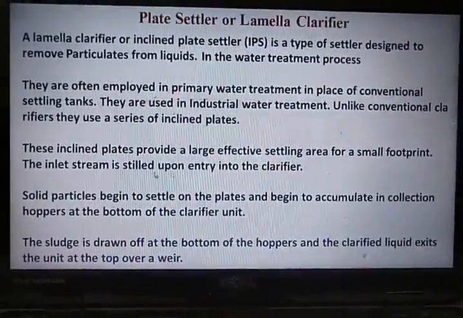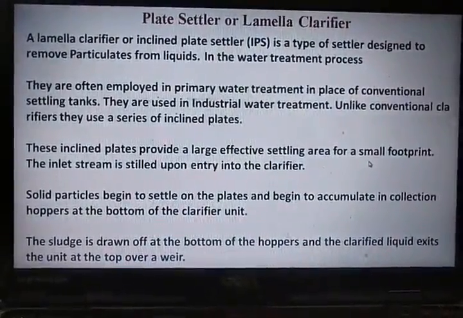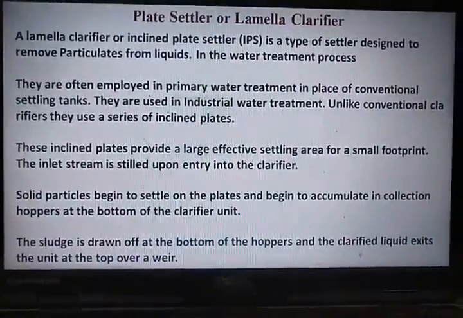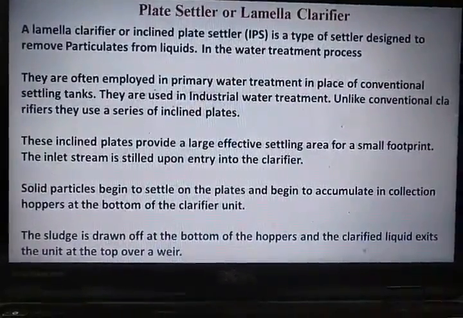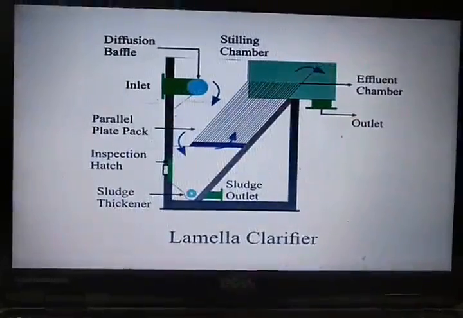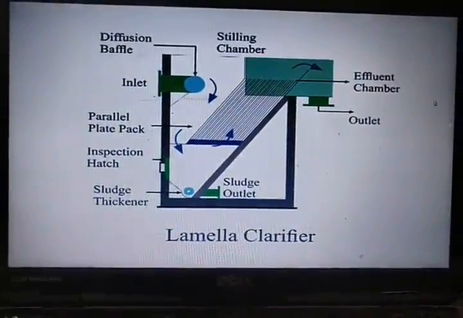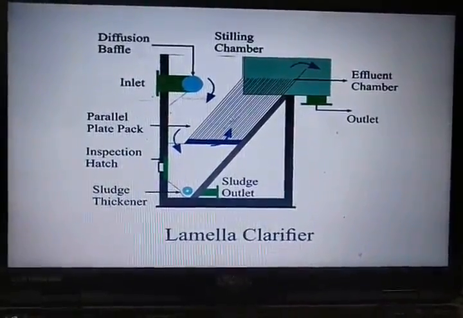So these inclined plates provide a large effective settling area for a smaller footprint. Solid particles begin to settle on the plates and accumulate in the collection hoppers at the bottom of the clarifier unit, and sludge is drawn. So this is what a typical lamella clarifier looks like. This is also called a plate clarifier.